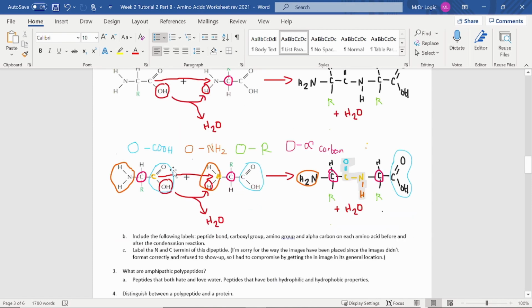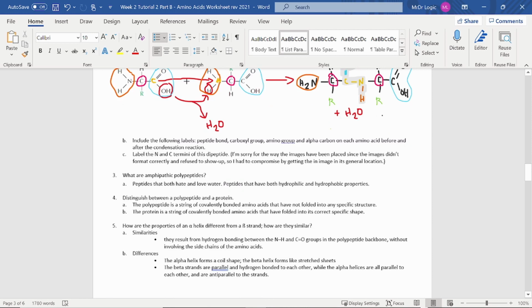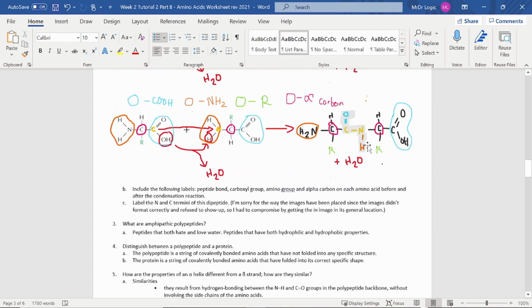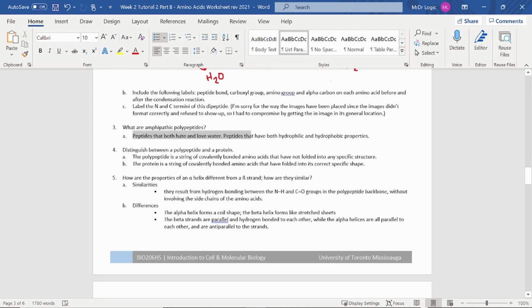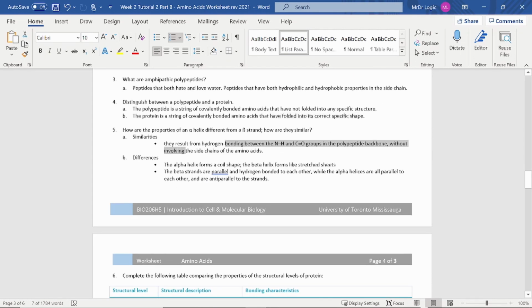Show a peptide bond, label everything in the peptide bond, and I labeled everything. I forgot the water initially. Okay. Have both hydrophilic and hydrophobic properties in the side chain. I don't know what that means, but whatever. Okay. Polypeptide, not folded, folded in correct shape protein. Okay. Similarities, I didn't go too much into detail. Yeah, but basically this is all it is.